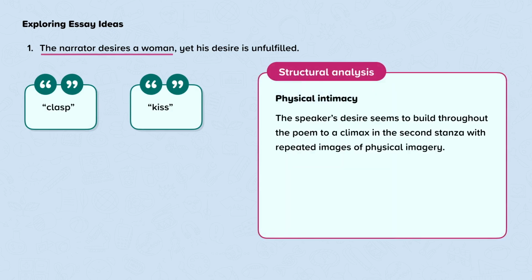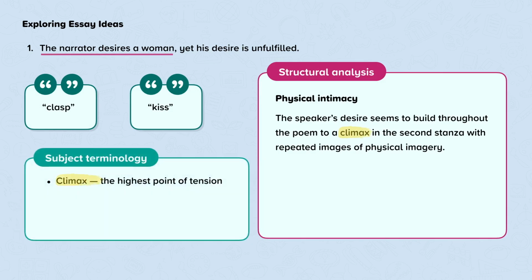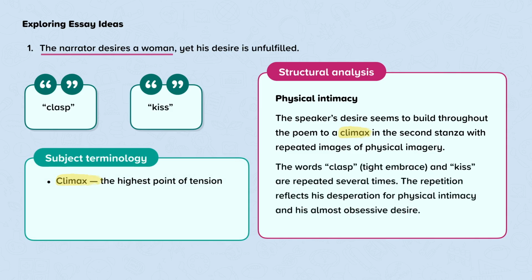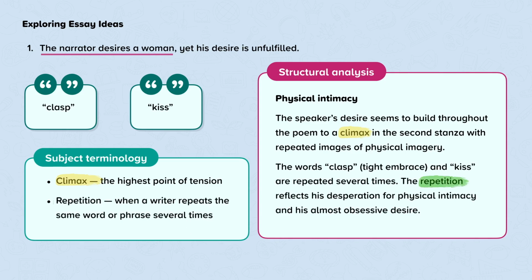The speaker's desire seems to build throughout the poem to a climax in the second stanza, with repeated images of physical imagery. Now, a climax is the highest point of tension in a piece of writing. Words such as clasp, which means tight embrace, and kiss are repeated several times. The repetition reflects his desperation for physical intimacy and his almost obsessive desire. Repetition is when a writer repeats the same word or phrase several times.